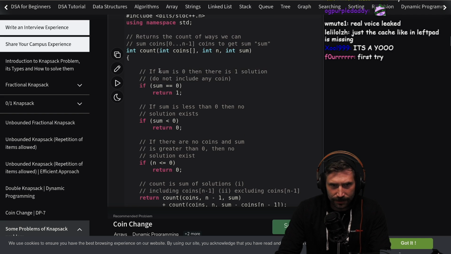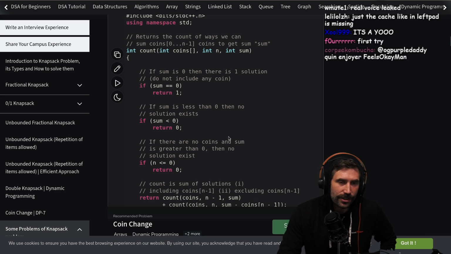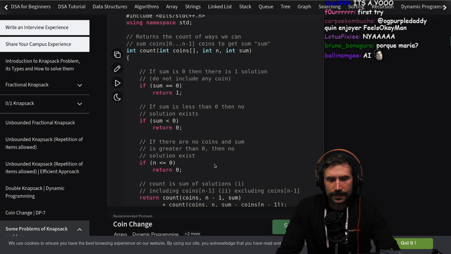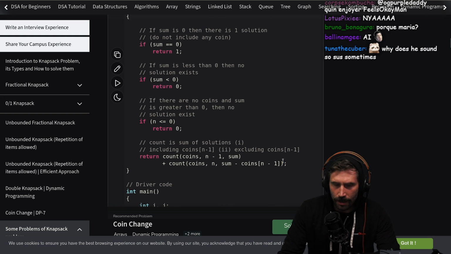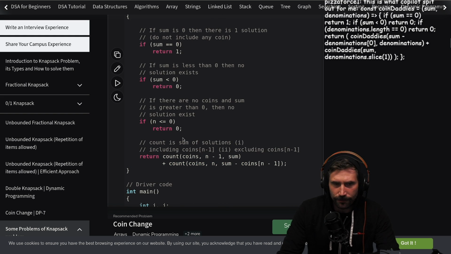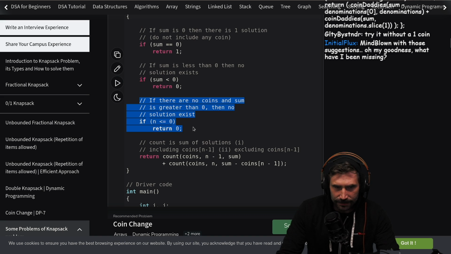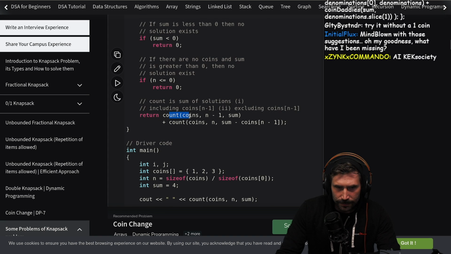All right, if sum equals 0, then we return 1. If sum's less than 0, we return 0. Interesting. Okay, they solved it there. Good move. I actually liked how they did that. Oh, this is interesting how they did it. They went full iter, I went partial. Okay, this is cooler. If n is less than 0, return 0. If there are no more coins to sum, return 0, and otherwise 1. Okay, makes perfect sense. We do coins.